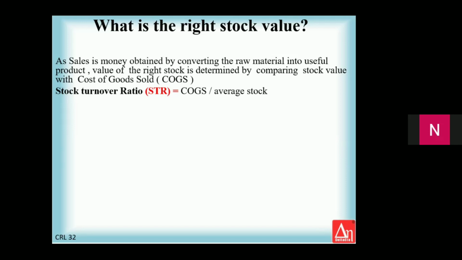There are two ratios for it. Stock means it is going to be converted into money. So we always compare the stock value with the cost of goods sold, which means your selling price minus profit, minus your administrative cost, sales and marketing cost. This gives you the cost of goods sold. So always compare the stock value with the cost of goods sold to get the right measure.